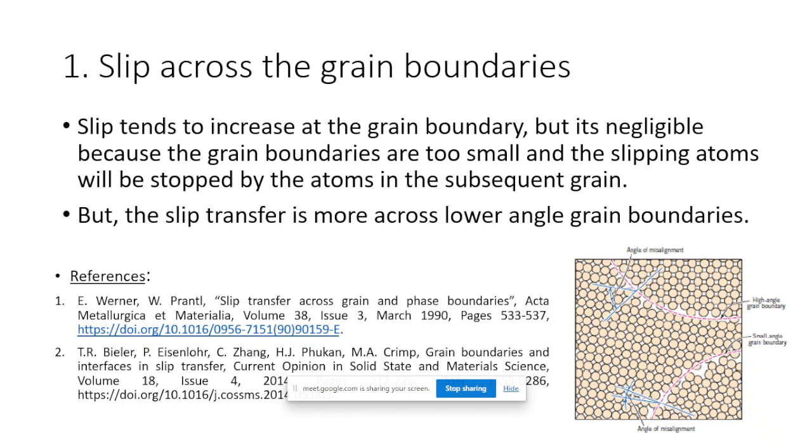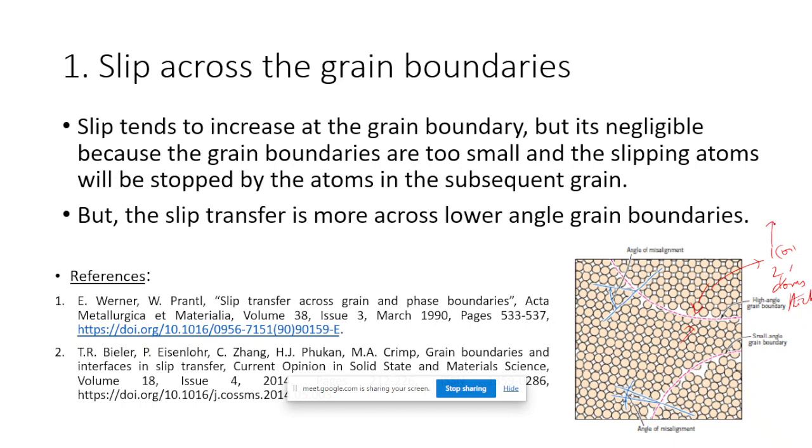One was slip across the grain boundary, and the other is what happens to the source electrons when they strike the target. To address the first question, slip across the grain boundaries, the slips tend to increase at the grain boundary. If you see over here, we have the grain boundaries. If we look at the grain boundary, it will only be 1 or 2 atoms thick.